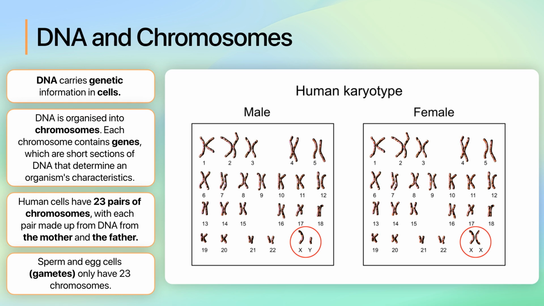This is a karyotype, which shows the complete set of chromosomes from an individual. As you can see, there are 22 pairs of regular chromosomes and one more pair of sex chromosomes circled in red, either XY or XX depending on the individual's sex. This makes 23 pairs of chromosomes which are found in all of a person's body cells.